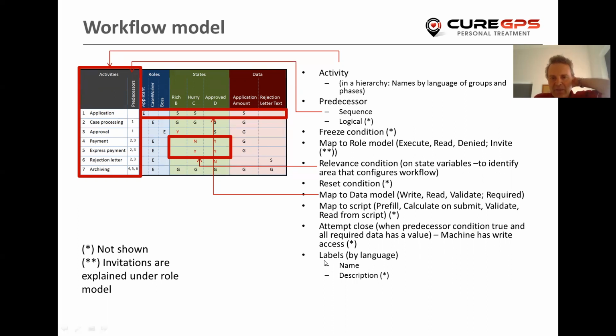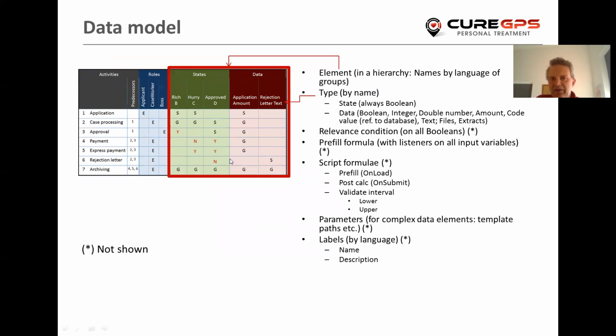And then it can have many languages to show the labels. And then the N and Y part in the green area will show you whether to show that activity or not. So it has the same role as the routing inside the process matrix. It's just more advanced. Then we have a data model, which consists of two parts, the states, which are green, and the other data, which are red.